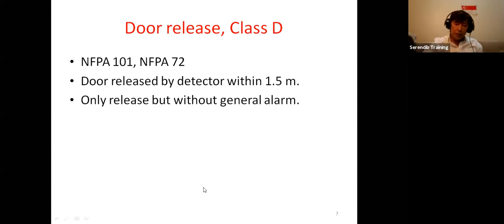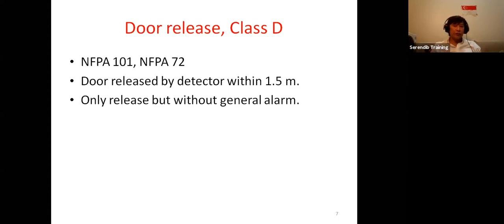The other system, again just in general, is the door release. If you notice, some buildings have fire-rated doors or smoke doors that are held open for practical reasons. You have this happening usually in schools and also in hospitals, healthcare occupancy. Then when the fire alarm is activated, all the doors are closed, regardless of which detector is activated.